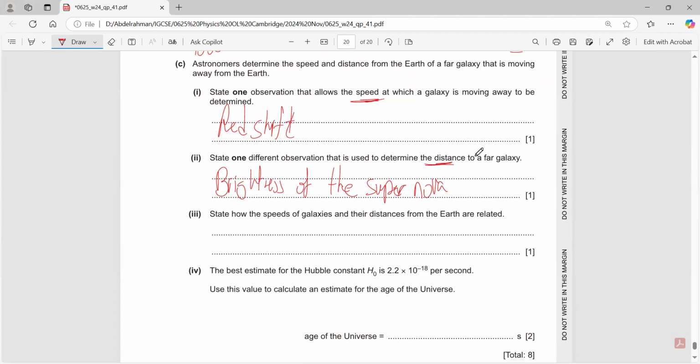State how the speeds of the galaxies and their distances are related. The further away a galaxy is, the faster it is moving. Therefore, speed and distance are directly proportional. Why? Because you have the equation H naught equals V over D, Hubble's constant.